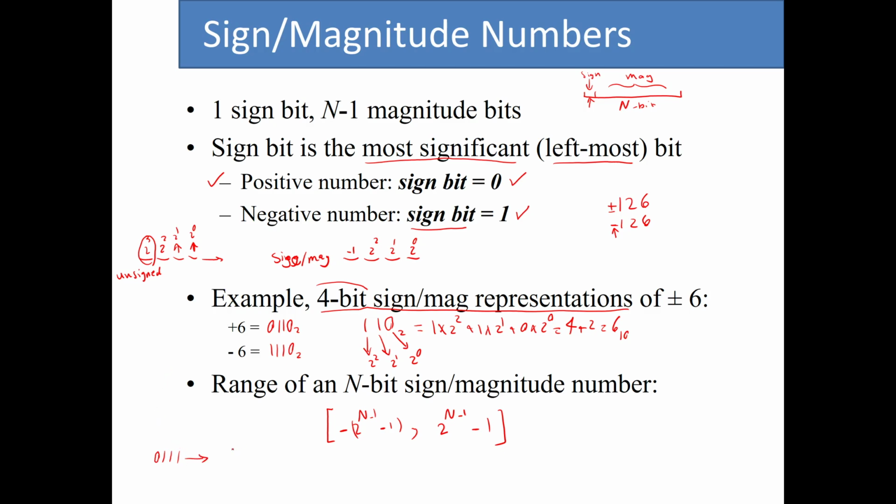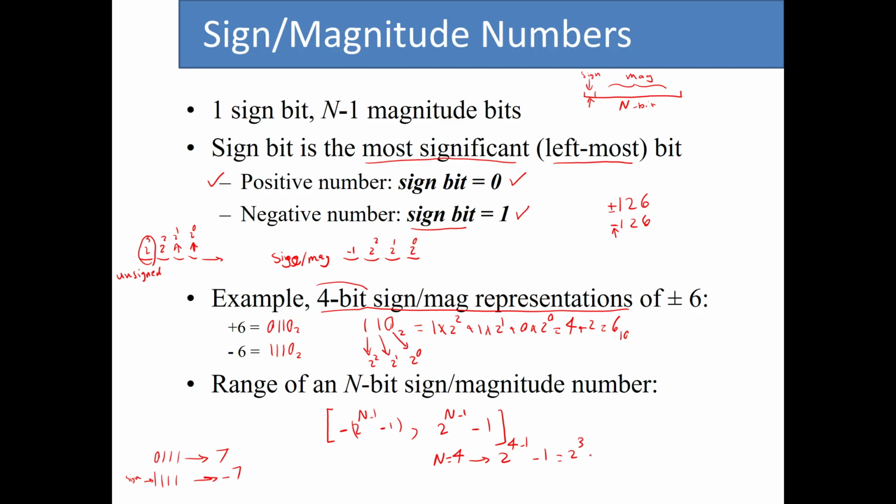which translates to 7. On the other hand, what is the most negative value, or the smallest possible value? It's going to be 1, 1, 1, 1. So this is again the sign bit, right? The first one is the sign bit, which means that this one is representing -7.